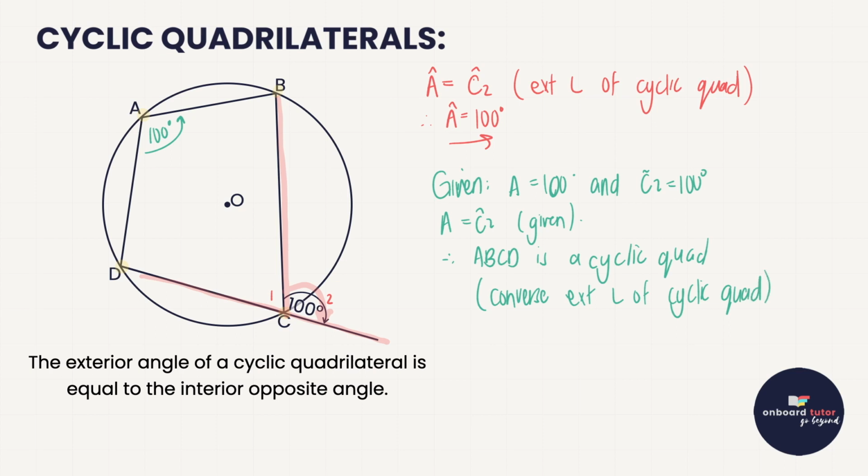Okay, so once again, the first type of question, they just ask us to determine the size of an angle if we are given the fact that it's a cyclic quad. The second is that we'd be given some information and we'd have to prove that it's a cyclic quad by using that information and then the converse reason there.